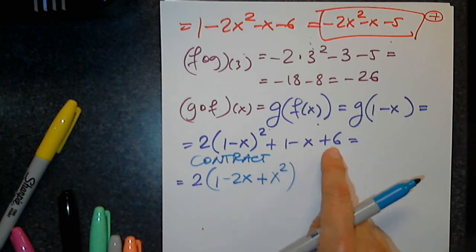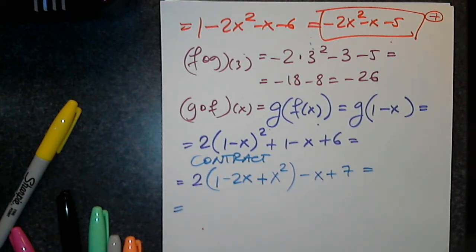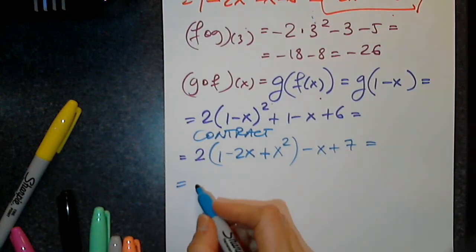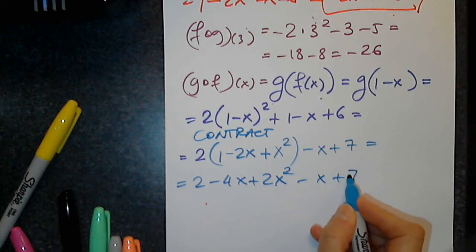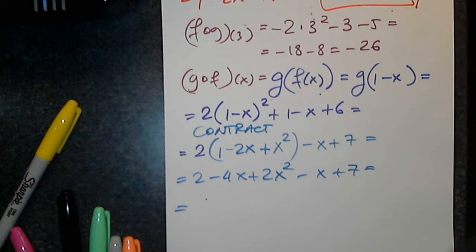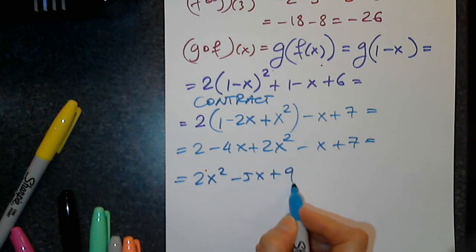I'm going to add these two. So minus x plus 7. Only now I'm allowed to distribute. Well done. So 2 minus 4x plus 2x squared minus x and plus 7. I rearrange everything in descending order. 2x squared minus 5x plus 9.